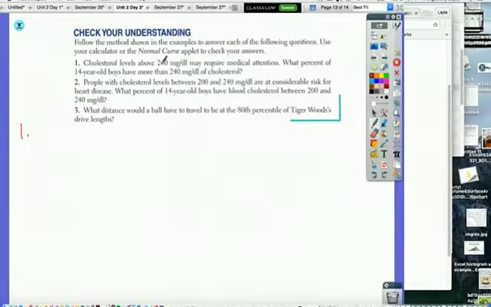Alright, so if we needed to calculate the percent of boys that have more than 240 milligrams per deciliter of cholesterol, the first thing we would need to do is get the z-score. So to get the z-score, our observation would be 240. We know that our mean is 170, and we know that our standard deviation is 30. So we would say 240 minus 170 over 30. When we do that, we get 2.33.